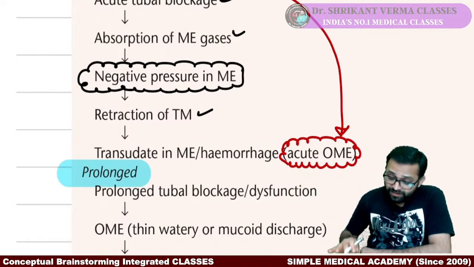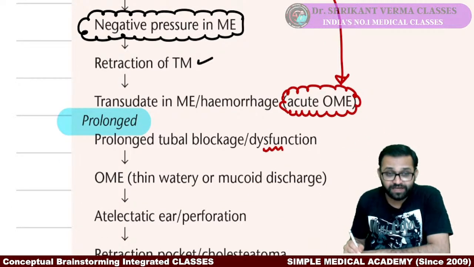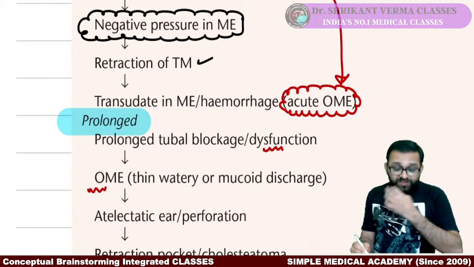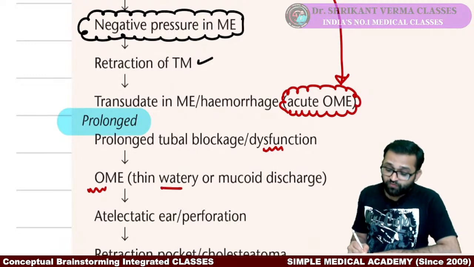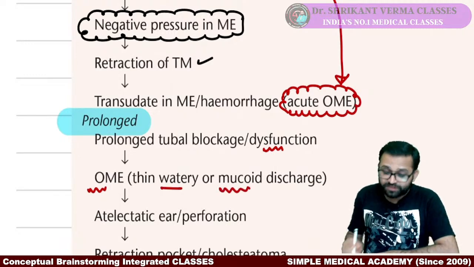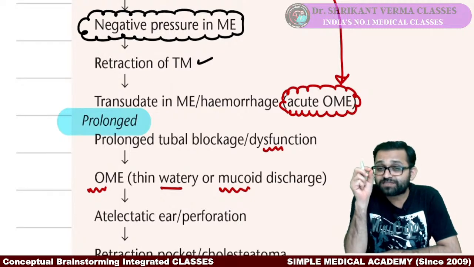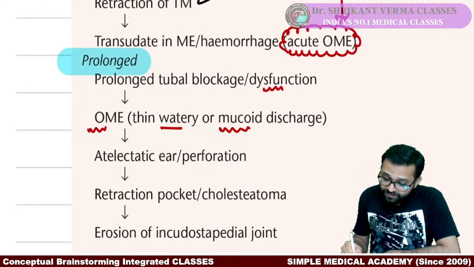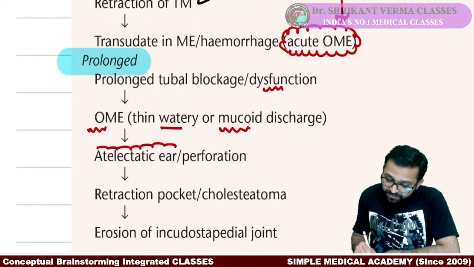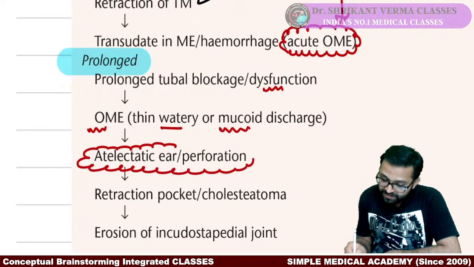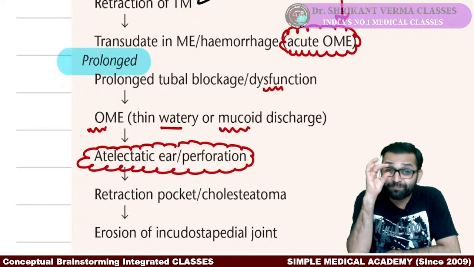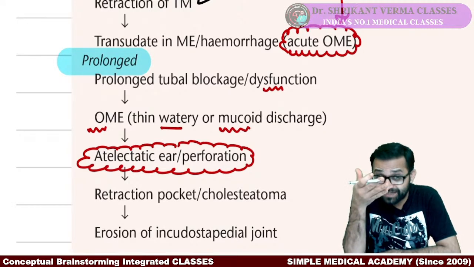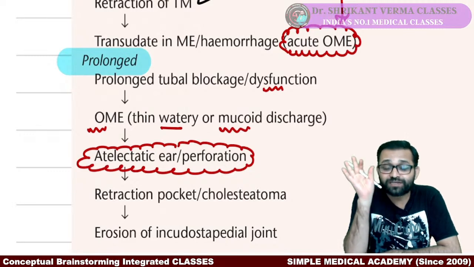Now see prolonged. If it has been blocked for a long time, there is dysfunction, so in that situation there is otitis media with effusion. You will see a water-like discharge or a mucoid discharge, a watery secretion or a sticky secretion. It will lead to collapse of the tympanic membrane. Atelectatic ear: the main content of the middle ear cavity is air, so air will not be there, it will collapse. That's why atelectasis, just like the situation of emphysema.